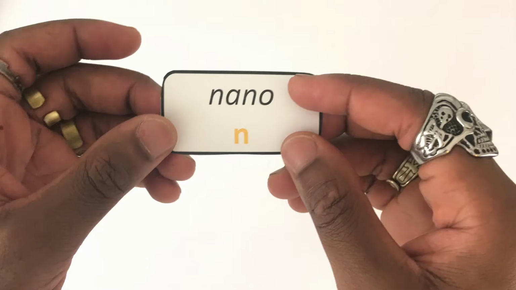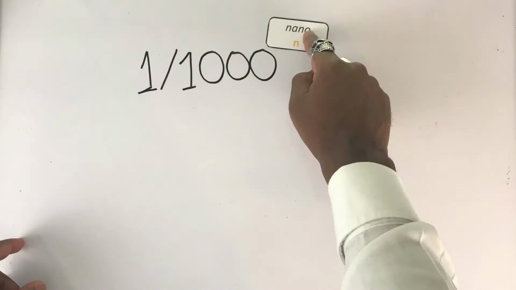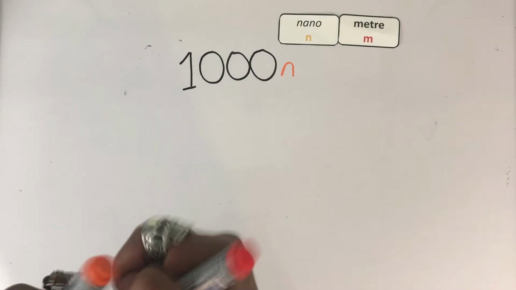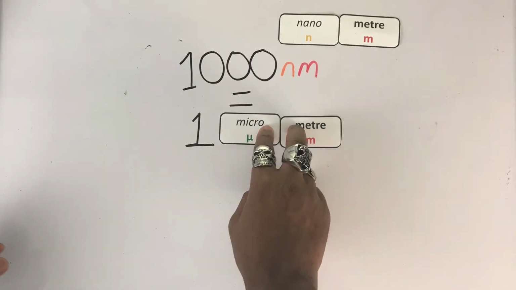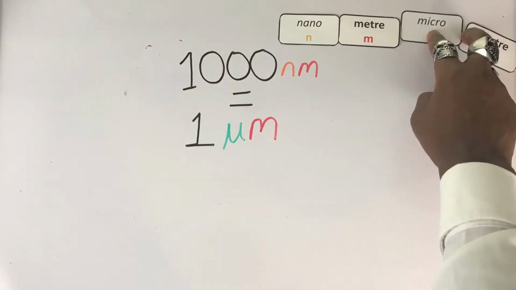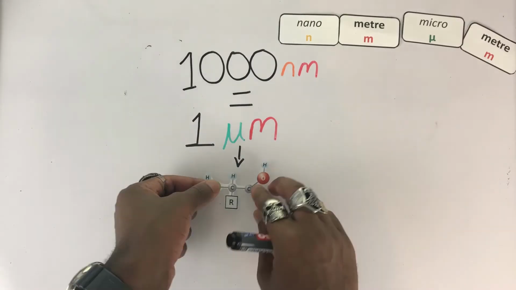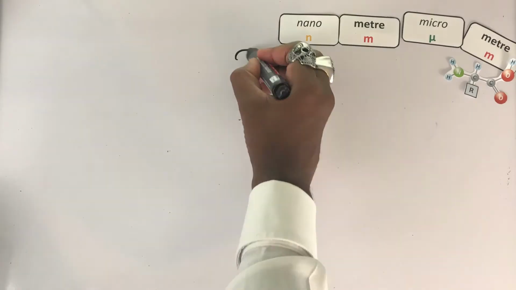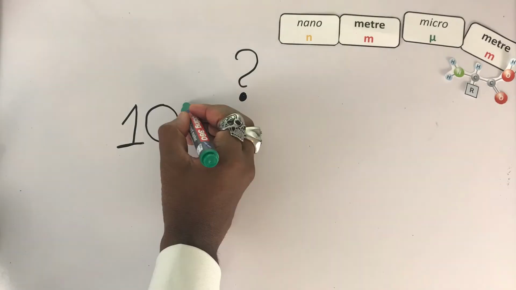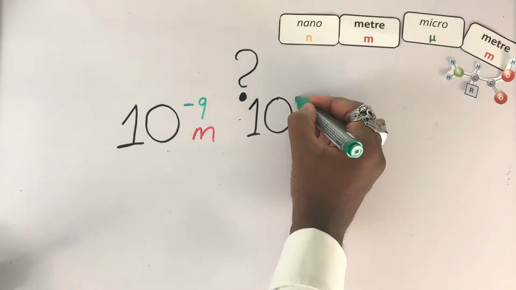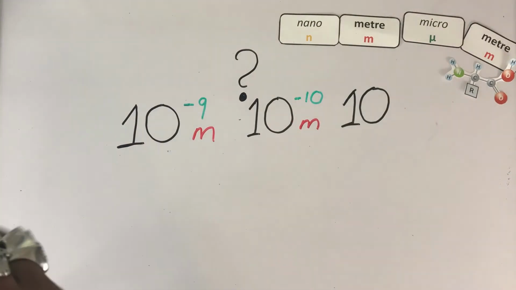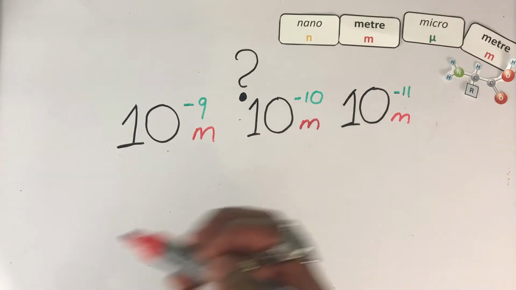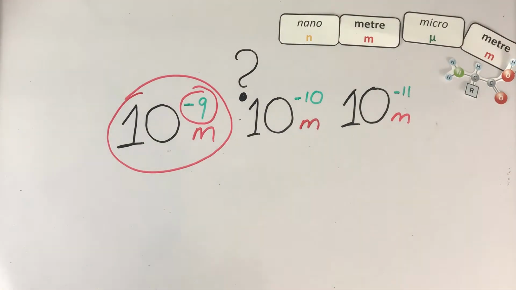The next level down is the nanometer, which you probably will clock is 1,000th of a micrometer. That means you need 1,000 nanometers to make 1 micrometer. A nanometer is roughly the size of a small amino acid. So how should we write this then? Should it be 10 to the minus 9 meters, 10 to the minus 10 meters, or 10 to the power of minus 11 meters? Well, obviously it will be 10 to the power of minus 9 meters, following the structure that we've been looking at.